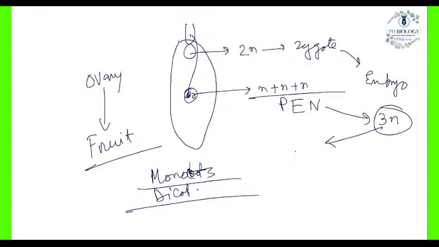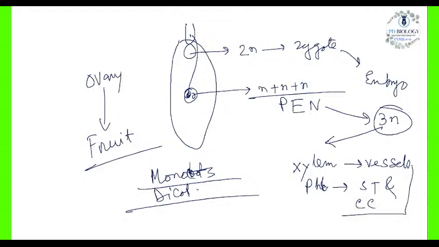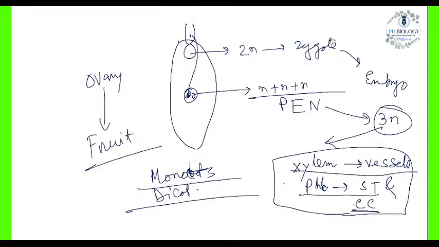In the angiosperm, the xylem contains vessels and the phloem contains the sieve tube and companion cell. So both are there. Just the reverse of the gymnosperm: xylem with vessels and phloem with sieve tube and companion cell.